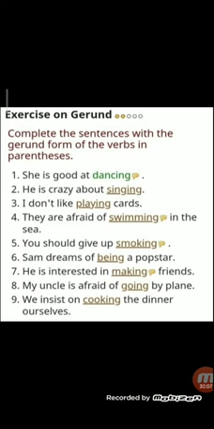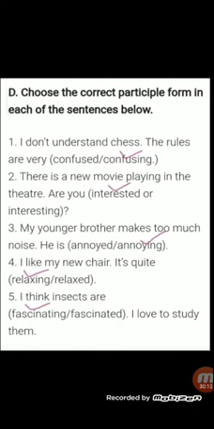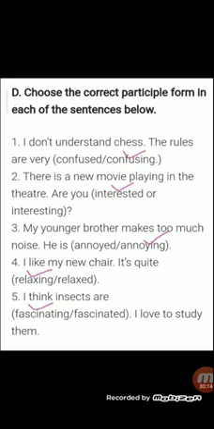We insist on cooking the dinner ourselves. We insist on what? Cooking dinner ourselves. Now यहाँ पे you have to choose the right verbs. Right participle in fact. I don't understand the chase. The rules are very confusing.